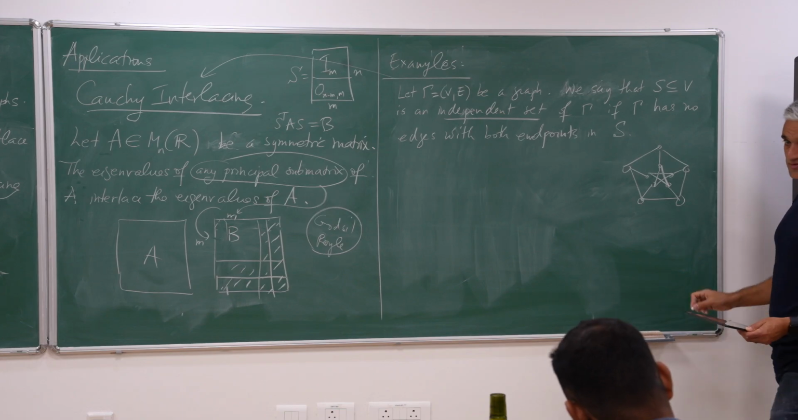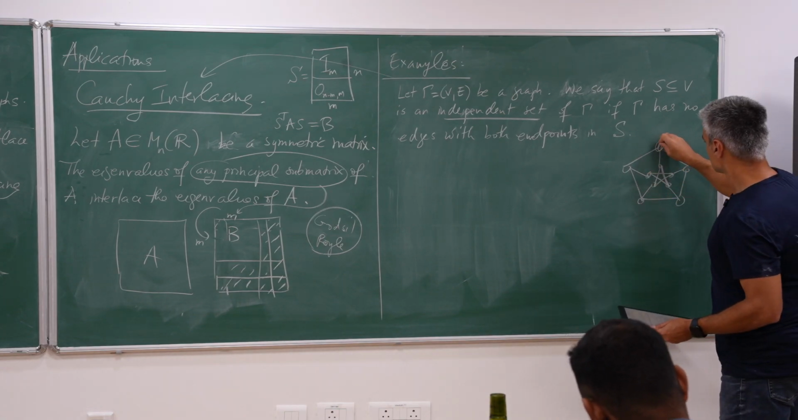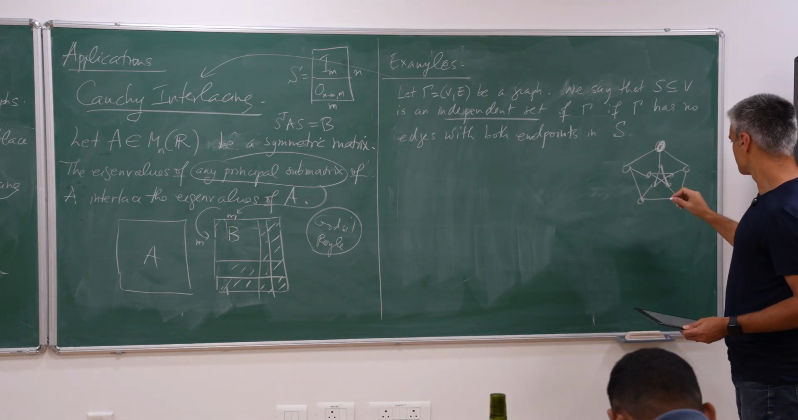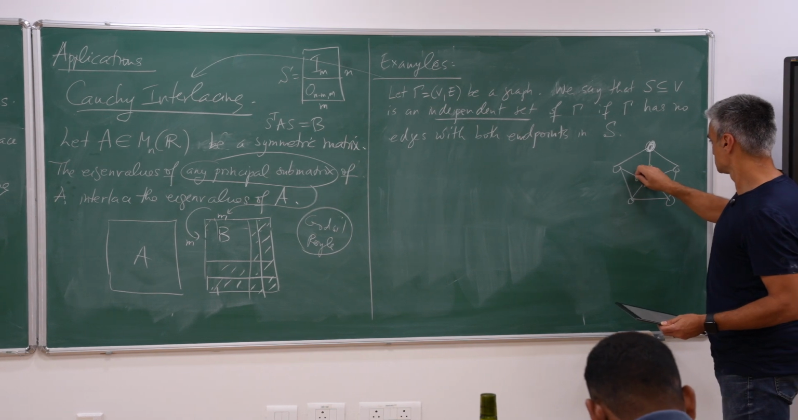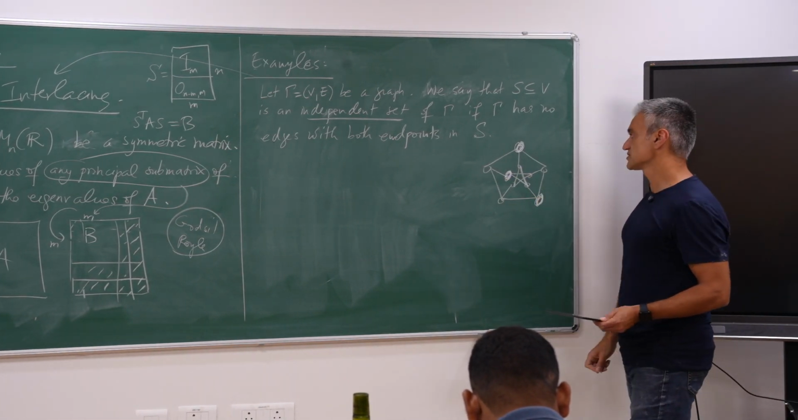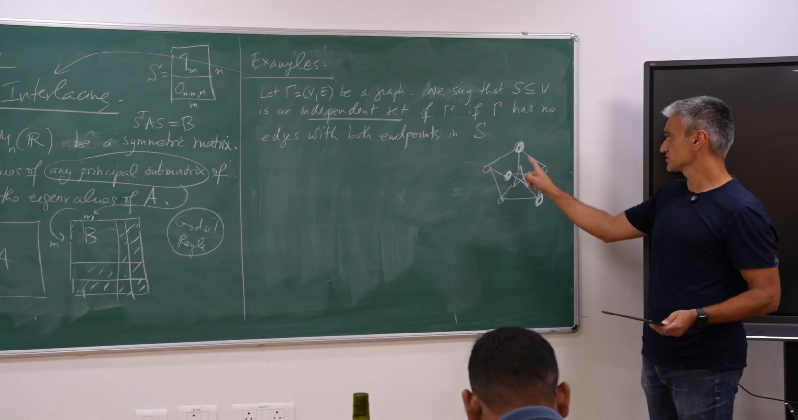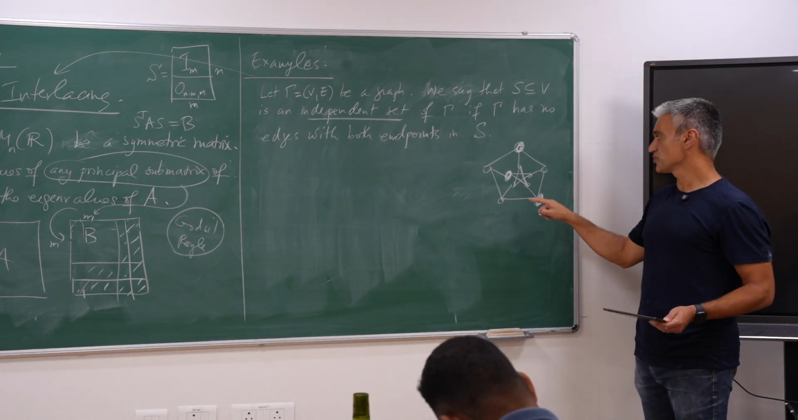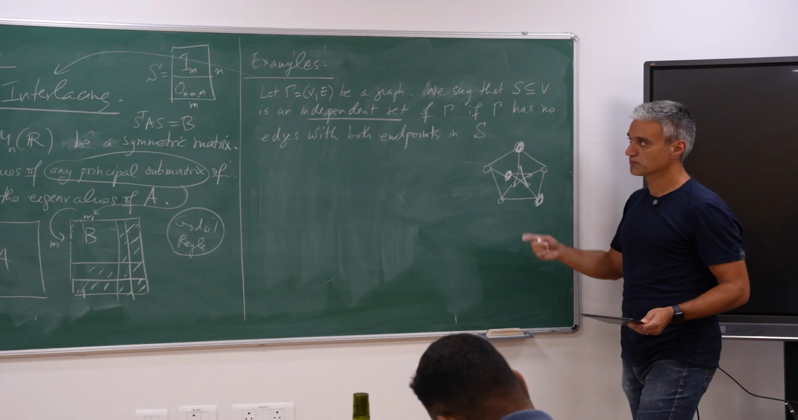So this is our graph. Independent set, this one. So this is an independent set. You see, because these three fat vertices, there are no edges between them, okay?